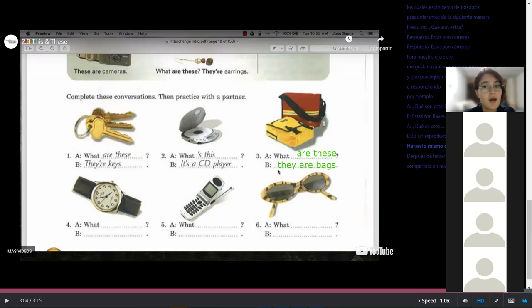Number four. They are bags. So "there are" and "they are" means the same. It's just a contraction. If you want to write it down, it's shorter, but it means the same. So both are correct. Okay.